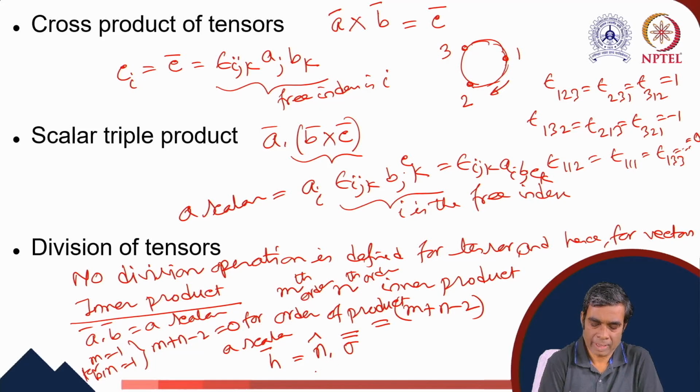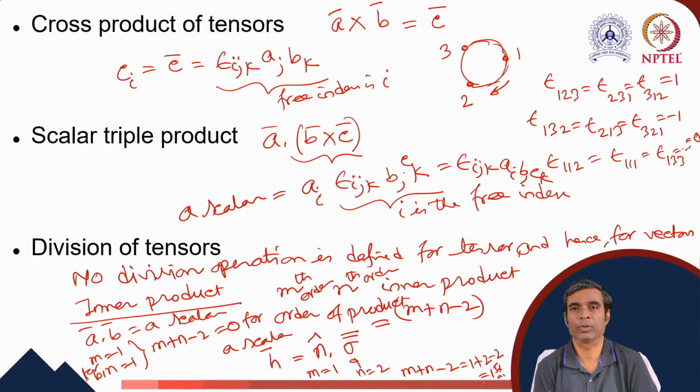For n, m is 1, and for sigma, n equals 2. So our output quantity should be m plus n minus 2, which is 1 plus 2 minus 2. The output quantity should be of first order. So the output should be a vector quantity, and we get that the stress tensor and its projection give us the surface traction vector, which is the first order tensor, or a vector.